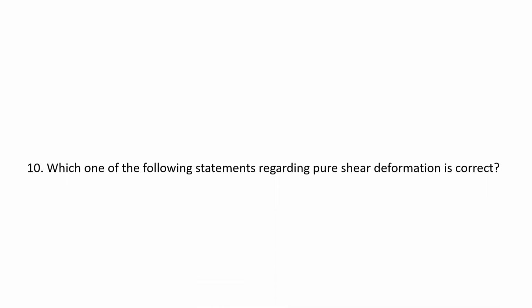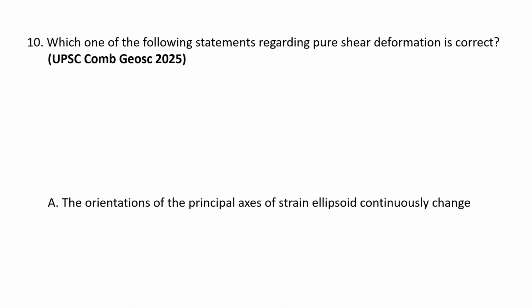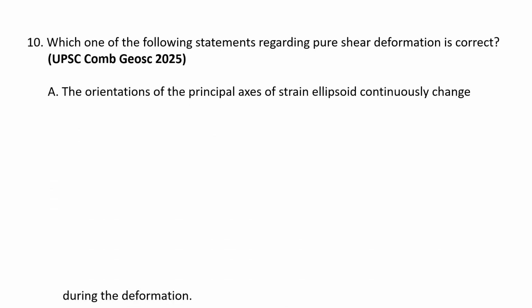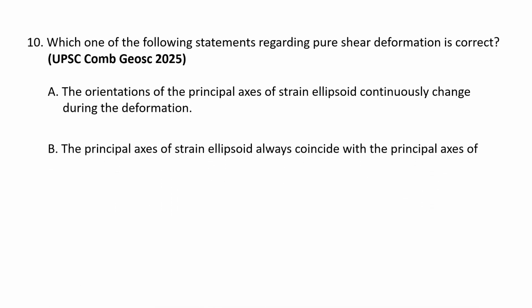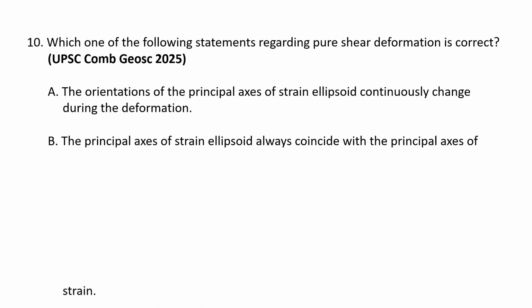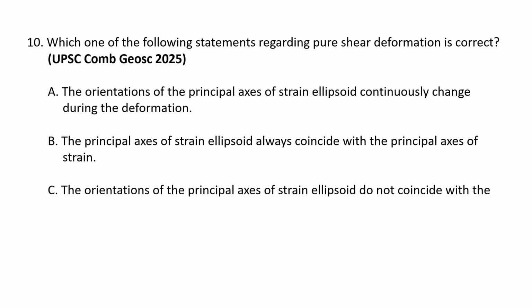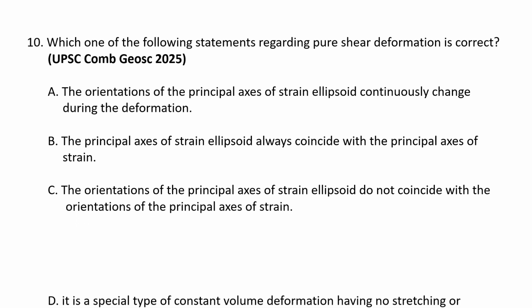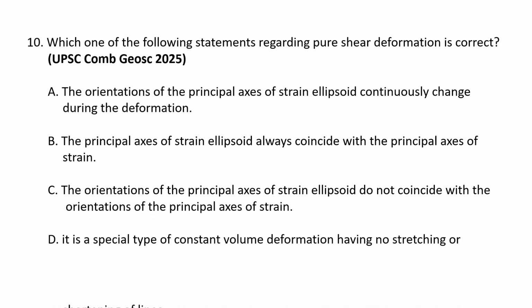Next question. Which of the following statements regarding pure shear deformation is correct? A. The orientation of the principal axis of strain ellipsoid continuously change during the deformation. B. The principal axis of strain ellipsoid always coincide with the principal axis of strain. And C. The orientations of the principal axis of strain ellipsoid do not coincide with the orientations of the principal axis of strain. And D. It is a special type of constant volume deformation having no stretching or shortening of the lines.